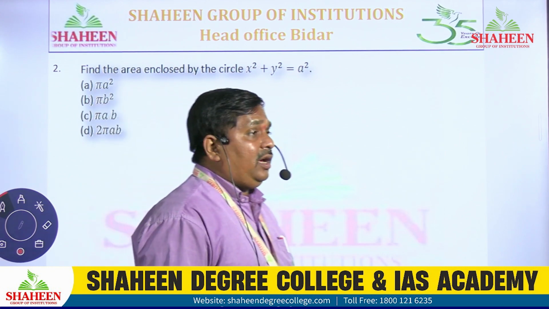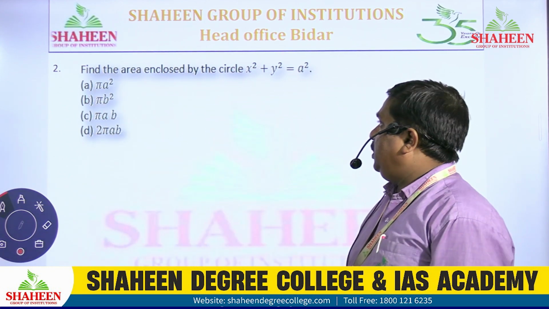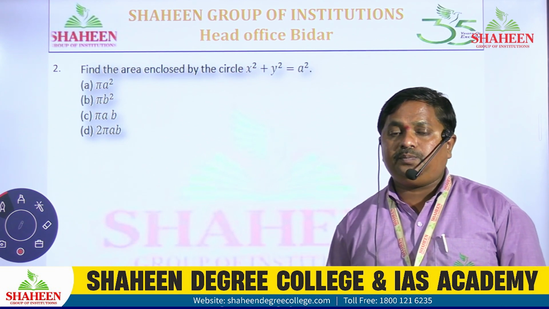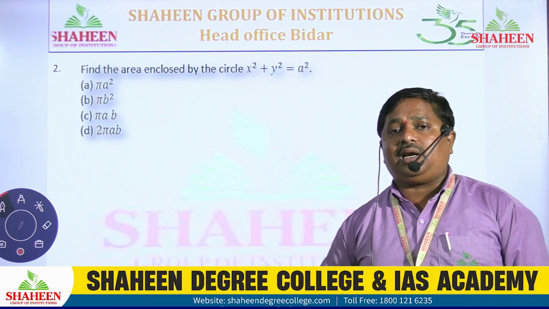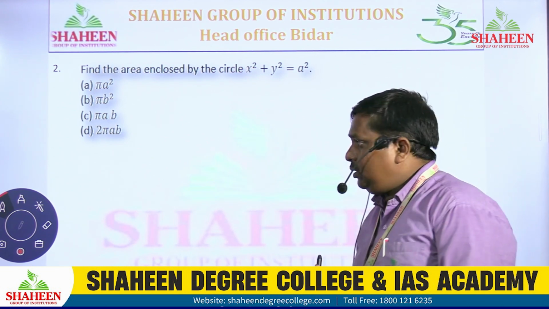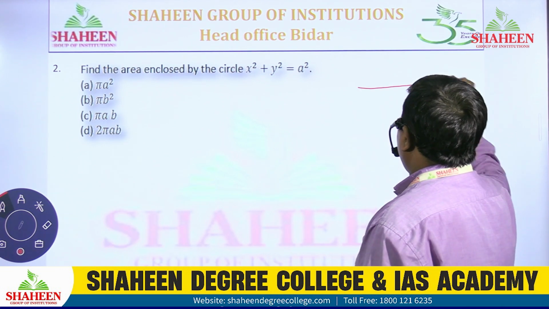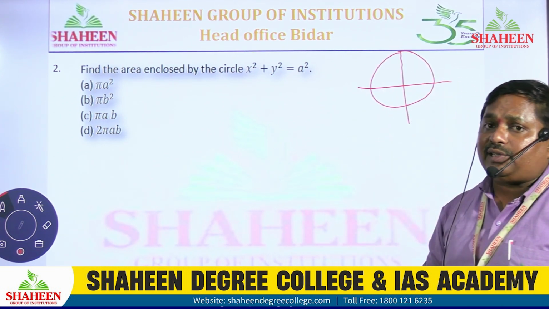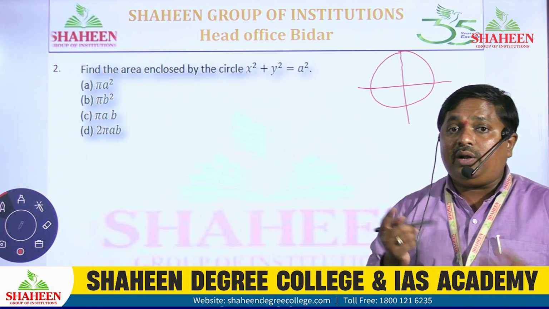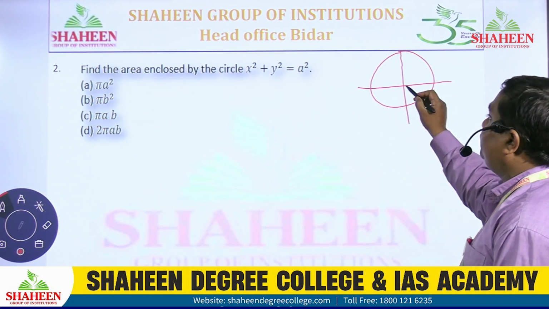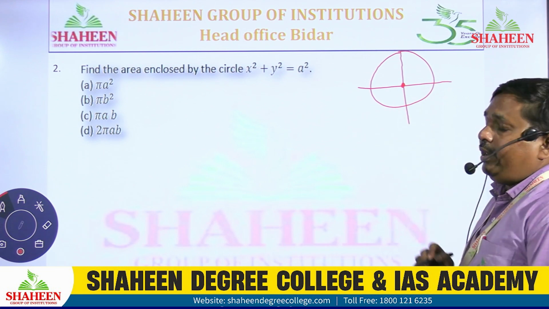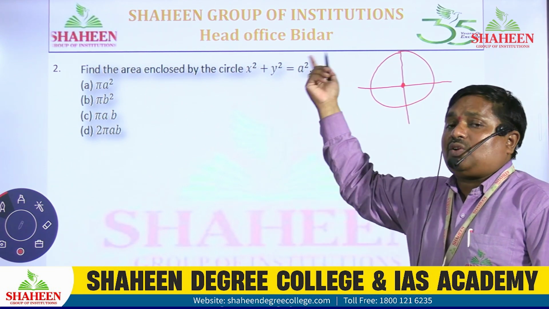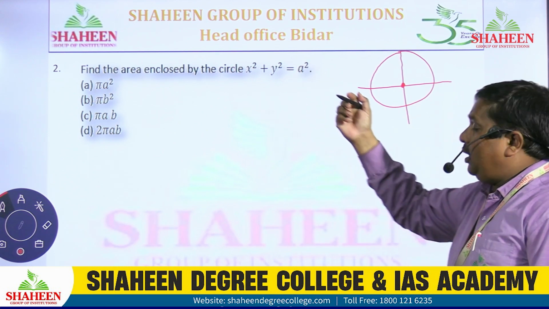Find the area enclosed by the circle x square plus y square equal to a square. This is the equation of the circle with the center at the origin. Means its diagram is like this. This is the circle and its radius is r. And what is the center? The center is the origin. A square is the radius square, r square. The radius becomes a.